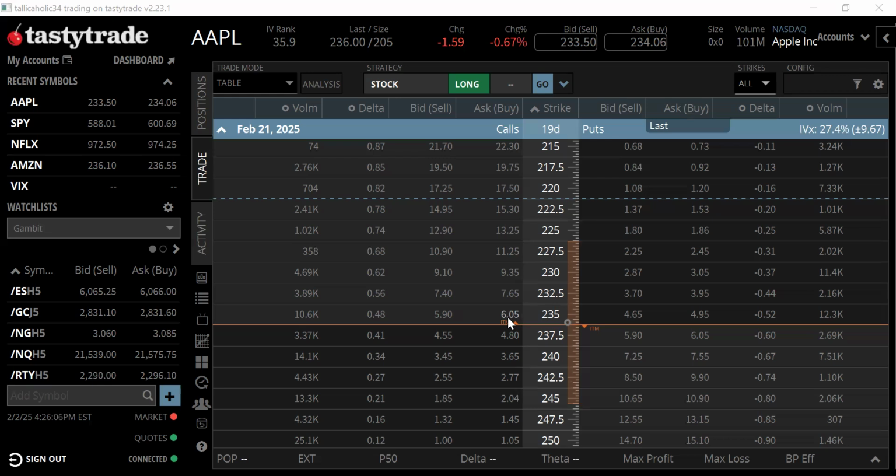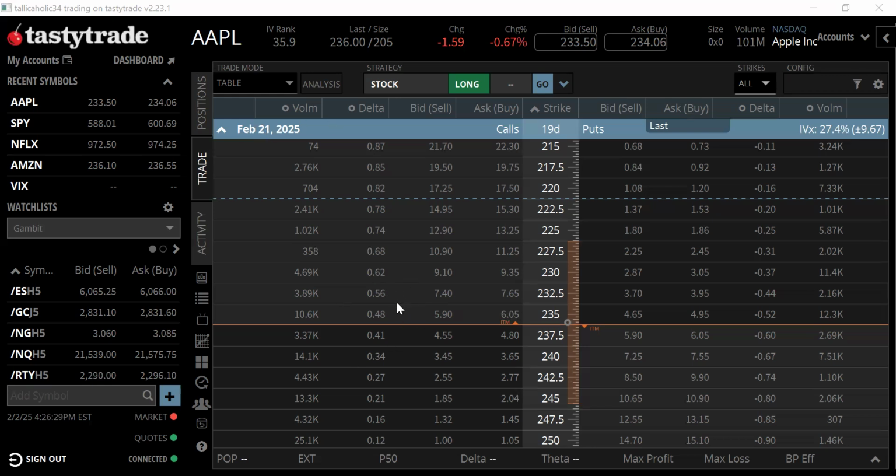Now, what's another thing that delta does besides being that sensitive to a dollar move in the underlying asset? Well, it's also going to give us our percentages of expiring in the money and touching in the money before this expiration. So this 235 strike is going to have a 48 delta. And what that means is I have a 48% chance of ending in the money by this February 21st expiration.